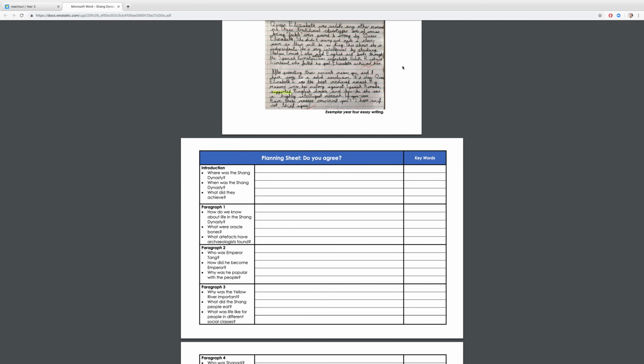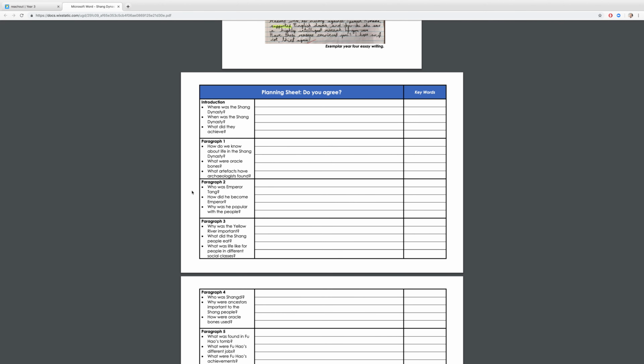Start off by talking about the introduction. So in the introduction, we might want to tell the reader where the Shang dynasty was, when it was, and some of the broad achievements. So that might be 2 or 3 sentences to introduce the essay. The first paragraph corresponds to the first lesson. So how do we know about life in the Shang dynasty?